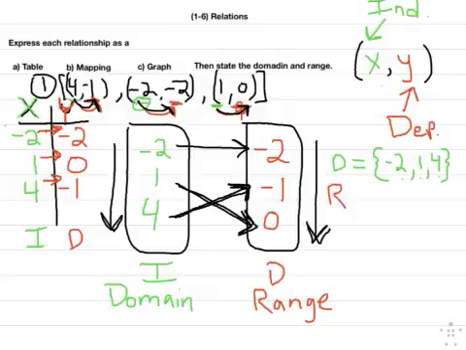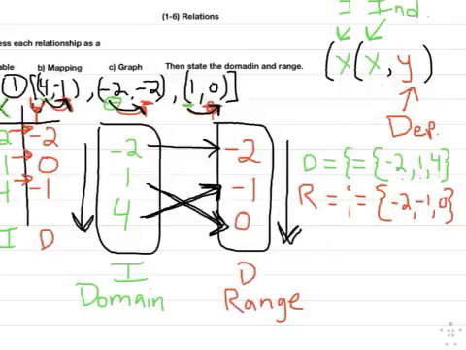We could write this as a set, right? The set -2, comma -1, comma 0. And do they have to be in any particular order? Not necessarily. It's probably good to have them in order from least to greatest if you have a finite set of numbers. So we've got our domain and range there.